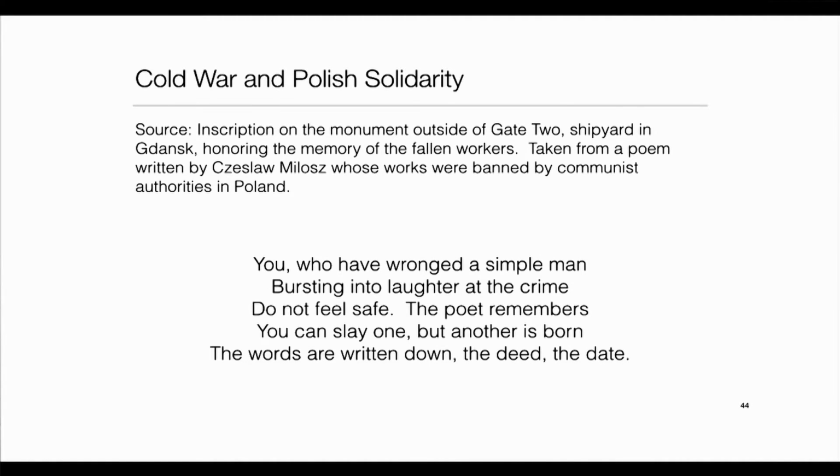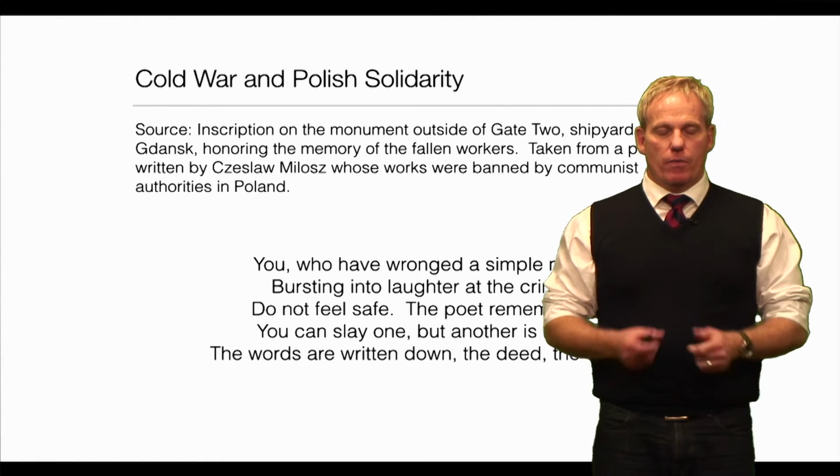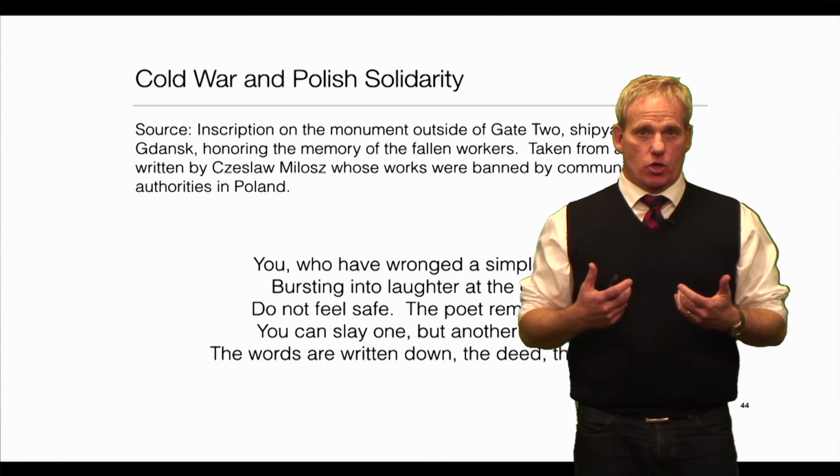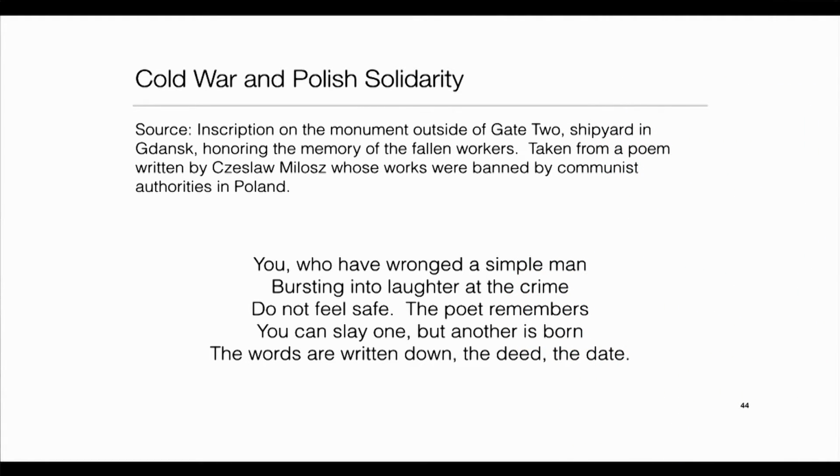And I pulled just a couple documents. I'm not going to go through a whole DBQ with you, but on the Cold War and Polish solidarity. So this is a poem that was written by Czesław Miłosz, I think in 1971, when a man was gunned down outside the shipyard. And Miłosz wrote this poem to honor what this man stood for. And he was basically against this type of communism being employed on the Polish people.